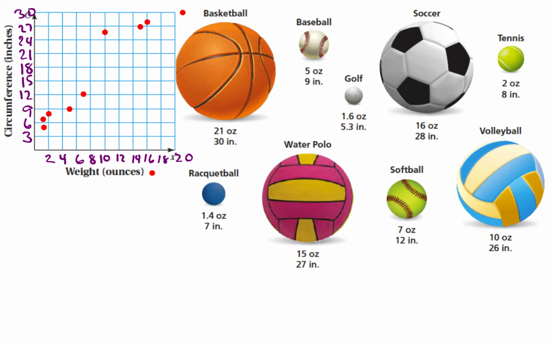Okay, let's count up the dots. 1, 2, 3, 4, 5, 6, 7, 8, 9. 9 sports balls. Each dot represents one of these sports balls. Now there's some interesting things going on here. Let's first look at the association. It does show a positive association: as the weight of the ball goes up, the circumference, the size of the ball, also tends to increase. And that makes sense. If it's larger, it's probably going to weigh more.